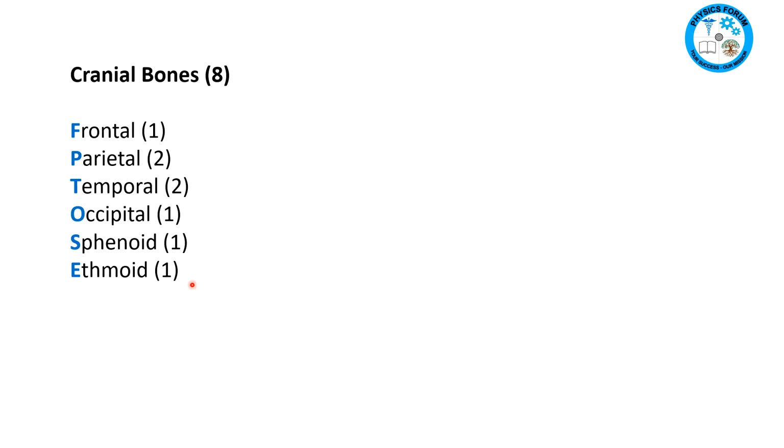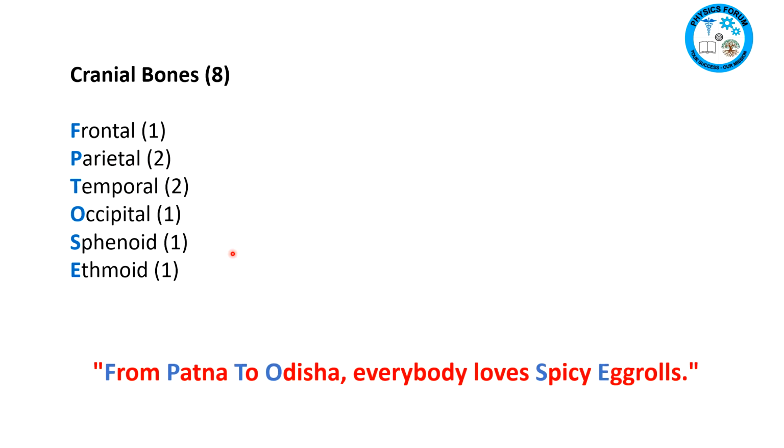And we can easily remember these names by using a simple mnemonic like: from Patna to Odisha, everybody loves spicy egg rolls. Frontal, parietal, temporal, occipital, sphenoid, and ethmoid.